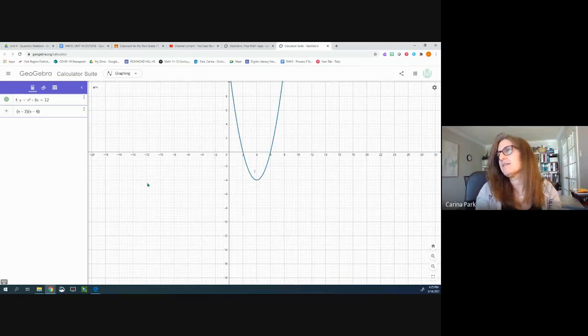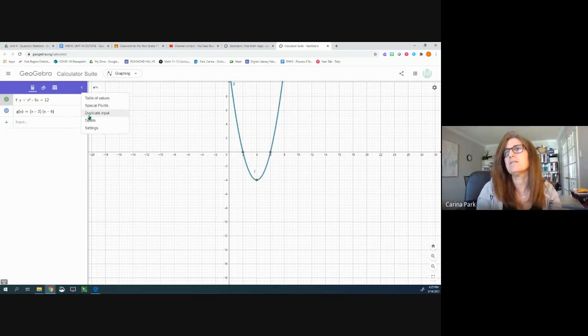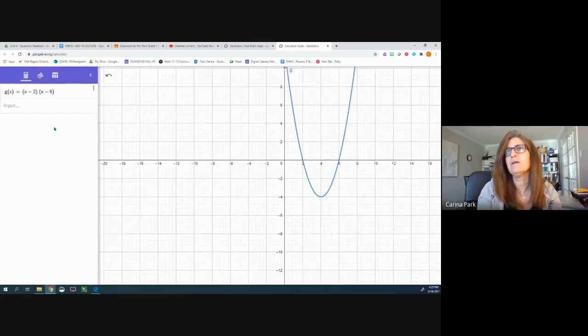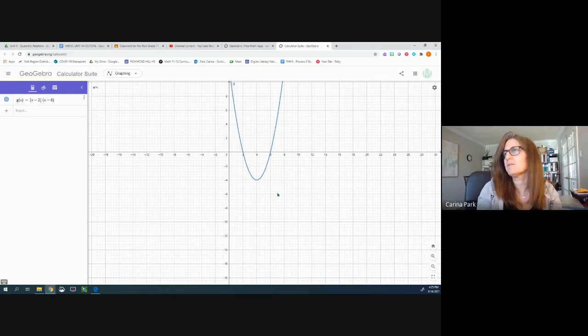I get the exact same parabola as the first one. So let me delete the first one. Since we know they're the same, I'm just going to delete the first one so I just have one graph. I'm going to click on it, three dots, delete, and the first one's gone. Now I just have the factored form one, which is exactly the same as it was before.